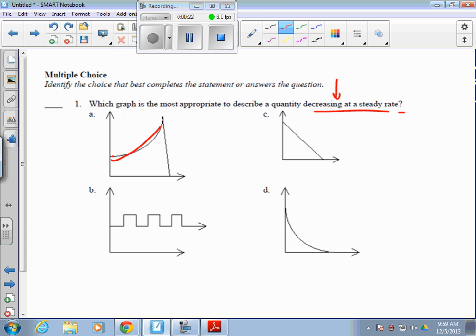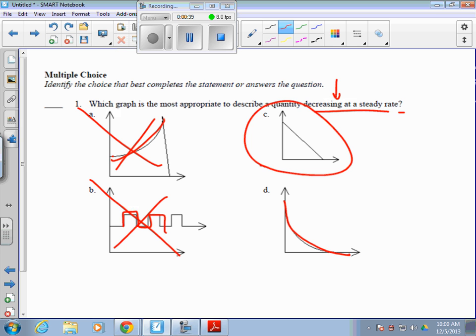So this one's going up right here, so this isn't it. This one's going up and then steady, then down, then over, then up, then going down. This one isn't it. This one's decreasing, letter D, but it's going down faster at first and then it's slowing down as it's going. It's not steady. The only one that's steady is C, as in cat.